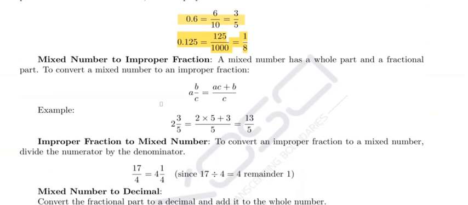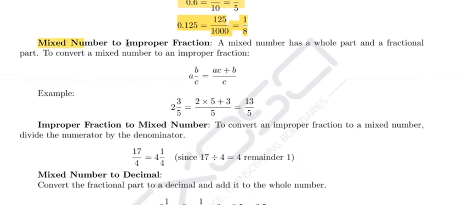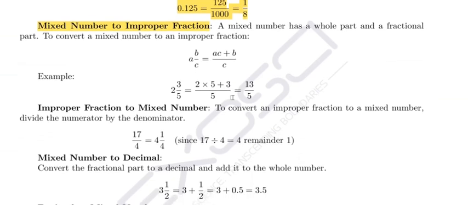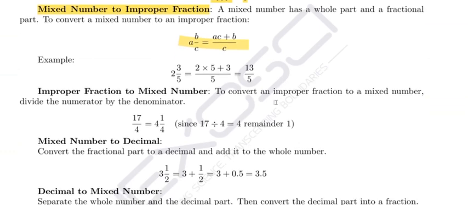Now let us look at mixed numbers. A mixed number has a whole number part and a proper fraction part. To change a mixed number into an improper fraction, multiply the whole number part by the denominator, then add the original numerator. Keep the denominator the same. For example, 2 3/5 becomes 13/5.